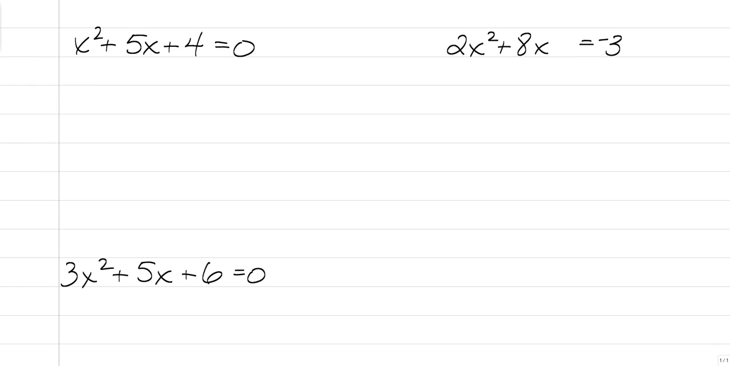So now that you've just seen it done, why don't you pause the video and try this guy over here, the one on the left, x squared plus 5x plus 4 equals 0. That way we can talk about that one before we get to a couple that are a little bit more intense. Okay, so pause the video and try another easy one.